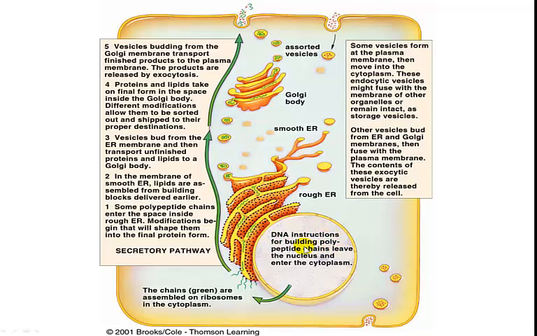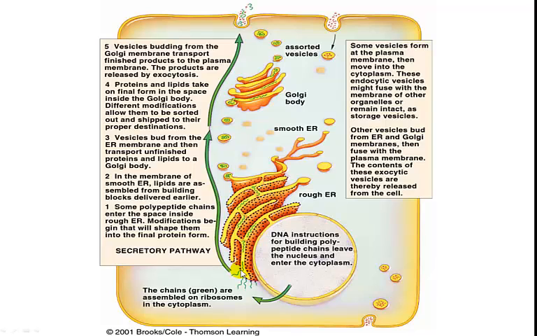So the DNA instructions for building polypeptide chains leave the nucleus and enter the cytoplasm. Well, that's the mRNA, as we had stated before, through the nuclear pores. The chains, green, are assembled on ribosomes in the cytoplasm. Okay, we're not seeing the free ribosomes here for housekeeping proteins, but we're seeing the proteins as they're being produced and inserted into the ER. This may not be totally accurate. I don't think there's too much in the cytosol as this is being produced.